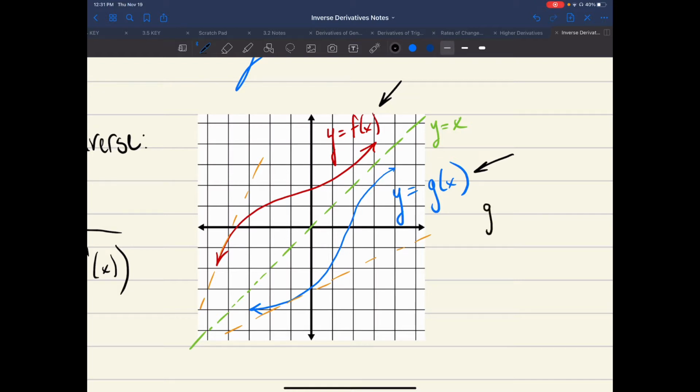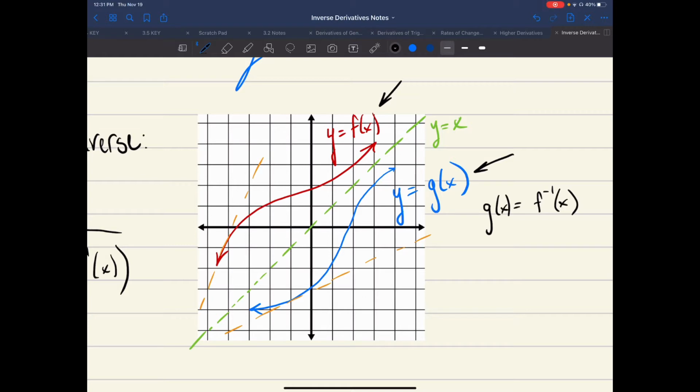In this section, a lot of the problems will use g of x in place of f inverse of x. So just know that those are the same thing. I always will rewrite them as f inverse of x because it's confusing otherwise to me. So that's a really quick reminder of what inverse functions are.